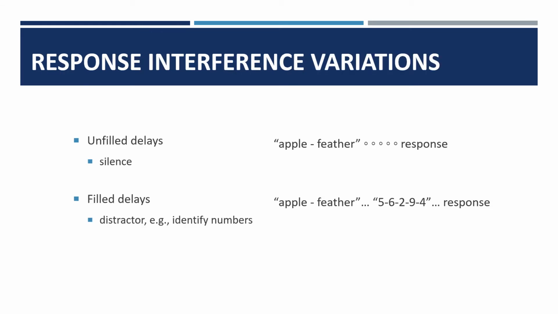The last type of variation is response interference. The delay between stimulus and response can be a silent, unfilled delay, or the delay can be filled with a distractor. One type of distractor might be to require the patient to identify numbers in between hearing the words and repeating the words.